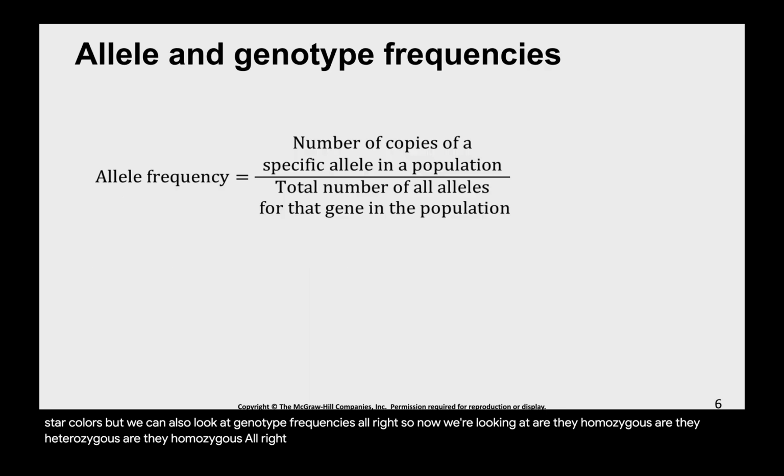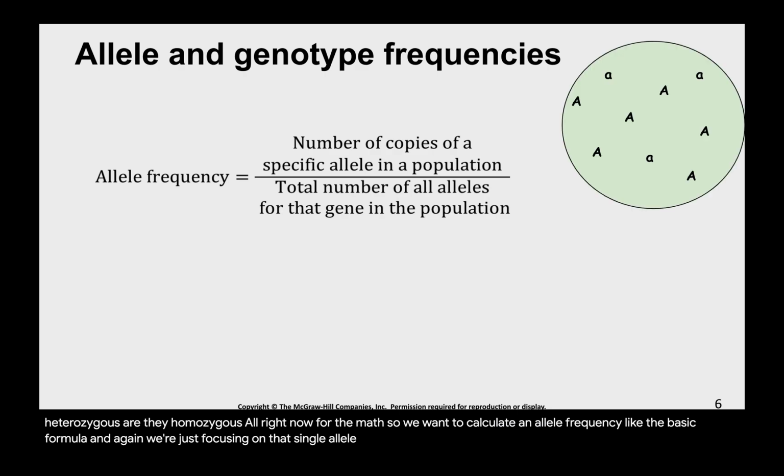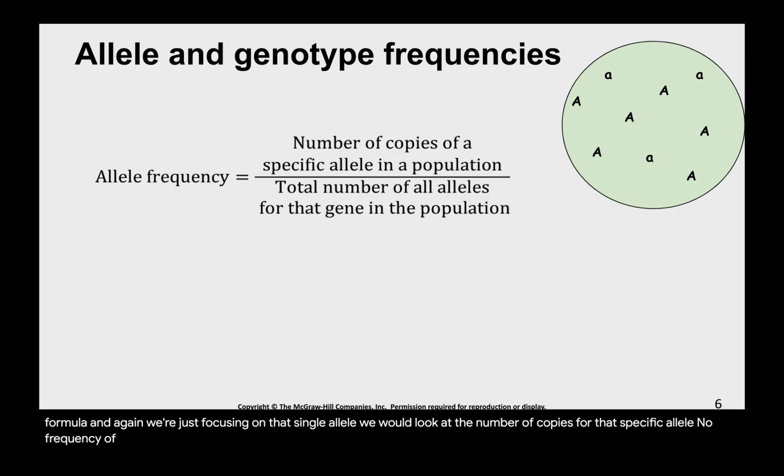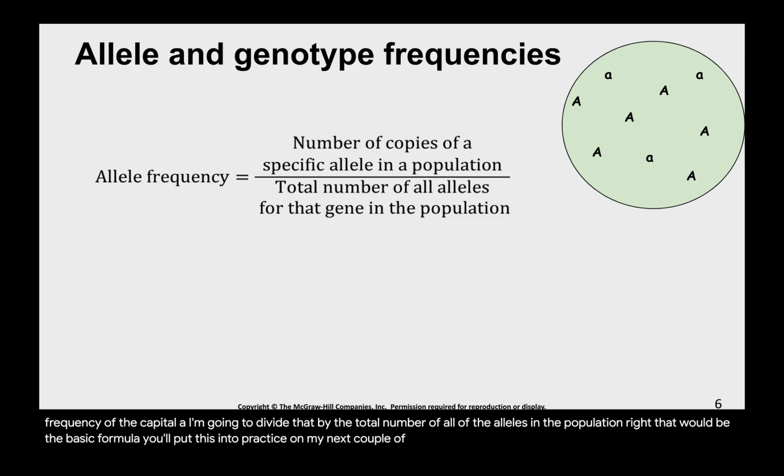All right, now for the math. We want to calculate an allele frequency. The basic formula, and again, we're just focusing on that single allele, so the allele, not the genotype, is the number of copies of that specific allele in the population. Maybe we're looking at the allele frequency of the capital A. We divide that by the total number of all of the alleles in the population. That would be the basic formula. We'll put this into practice on the next couple of slides.